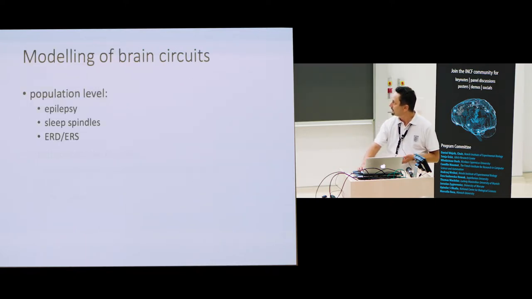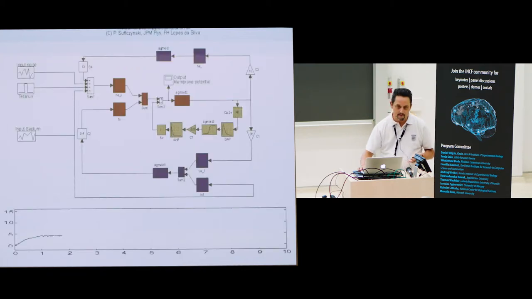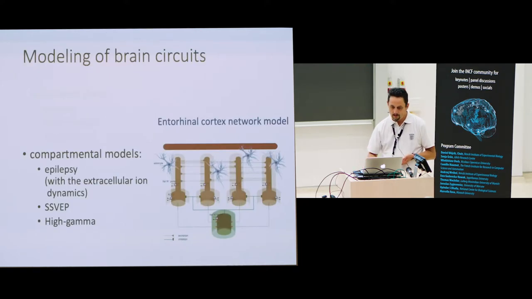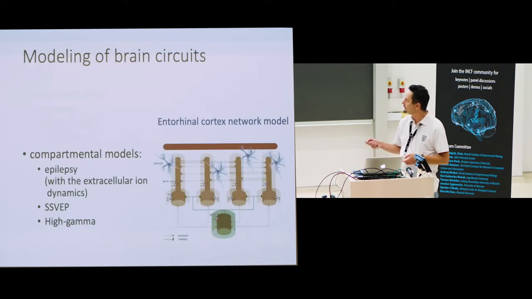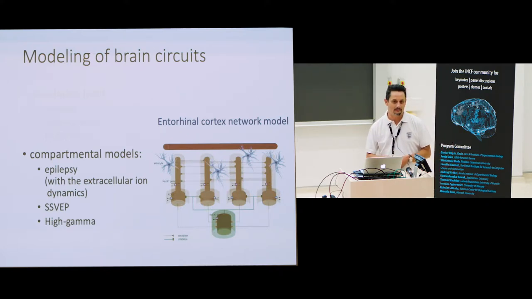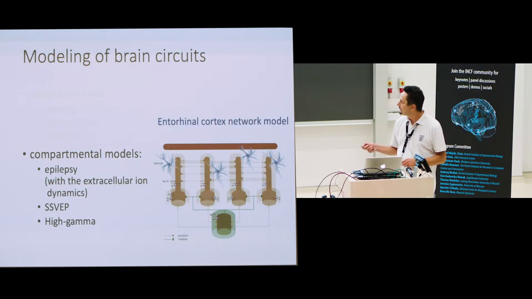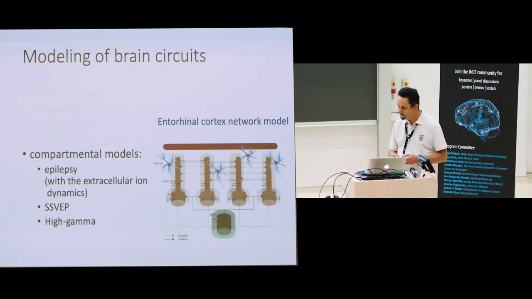As far as modeling is concerned, we do population-level models for epilepsy and, let's say, sleep spindles, and also modeling of brain circuits on the compartmental level. In this respect, we have developed a model for epilepsy, at least some versions of this, because there are really many different varieties of things called epilepsy, and SSVEP, and also high gamma oscillations.